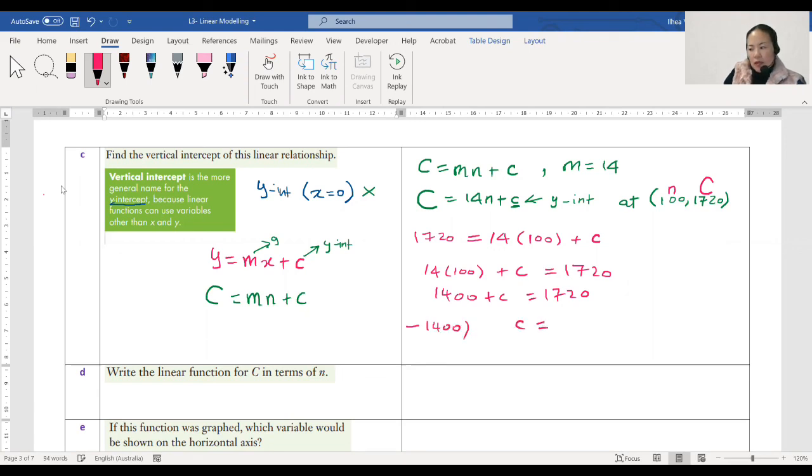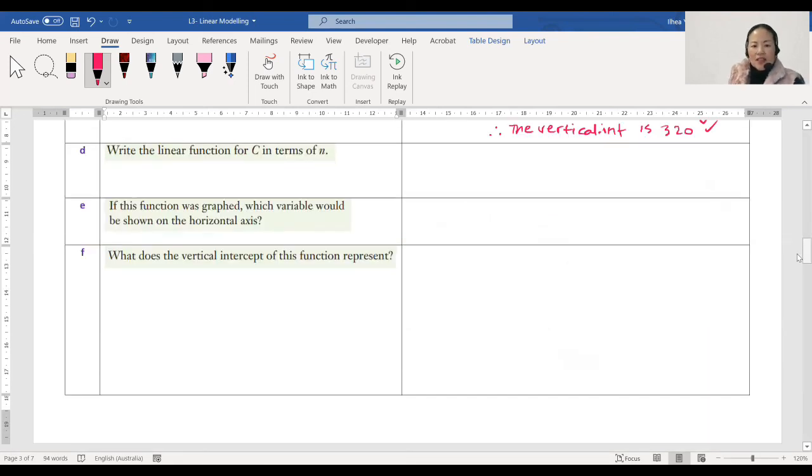I will get c equals 320, and therefore my y-intercept, or the vertical, we need to answer the question, don't we? So it says here the vertical intercept is 320. Just going to write it short. Okay, so 320.